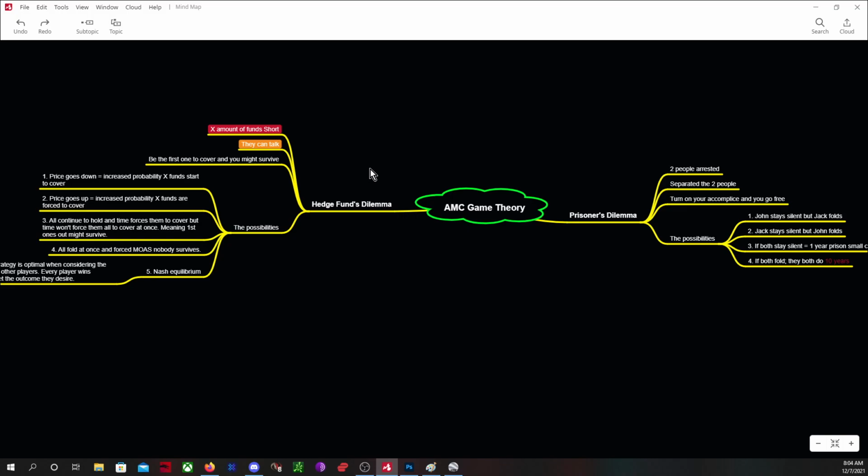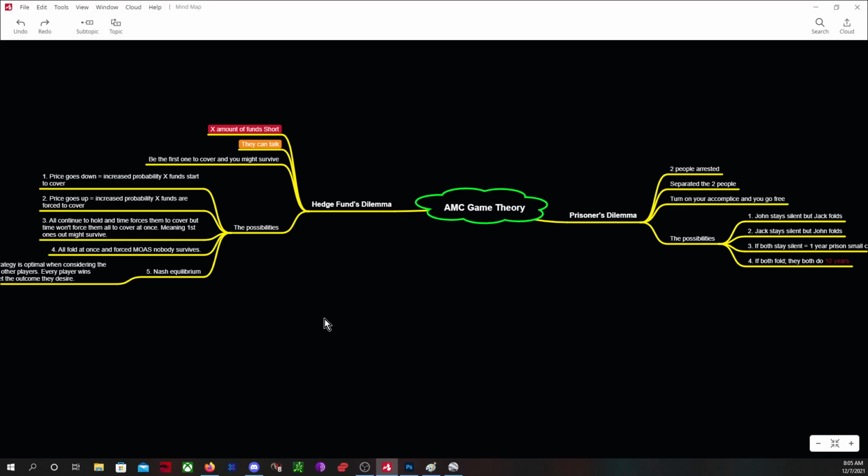I'm done with it. The other option would be the price goes up, increased probability that X amount of funds are forced to cover by their brokers. Three would be all continue to hold and time forces them to cover, but time won't force them all to cover at once, meaning the first ones out might survive. So that still has that same pressure of, I need to be the first one out of this thing.